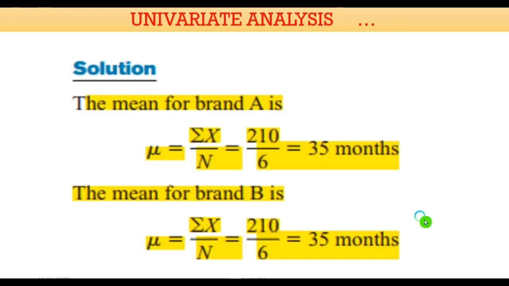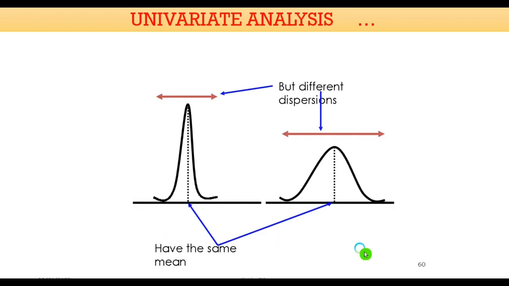Let's see. The mean of brand A is equal to the summation of x divided by n. If you sum, it becomes 210, divided by 6, giving 35. The same is true in the case of B: the summation is 210, divided by 6, is 35. Again, we can change the above into a graph like this. The mean remains the same, but the spread is different. This one is somewhat broad, while this one is narrow, as you see.